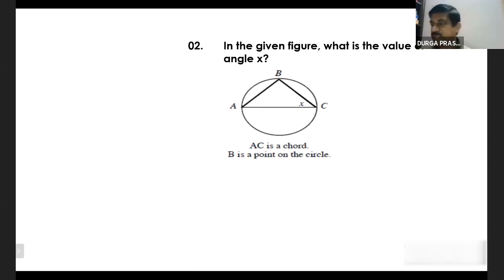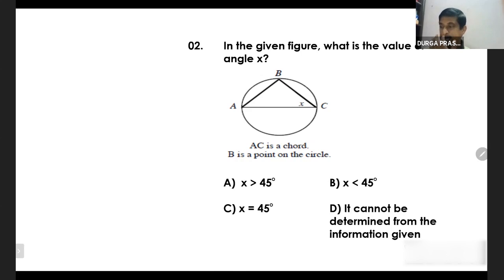Okay, look at this. In the given figure, what is the value of angle x? AC is a chord, B is a point on the circle. So AC is a chord, he says, but he is not saying it is a diameter. If that would have been a diameter, then definitely we would have said that it is 90 degrees. If AC is a diameter, angle B will be 90 degrees, so x will be 45.